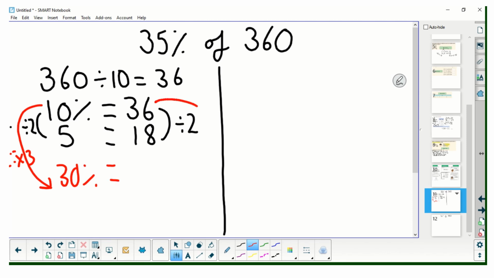So I'm going to do 36 multiplied by 3. Well, I know 3 times 30 is 90, and 3 times 6 is 18. I'm going to add those together. If you need to, you can multiply it separately. So you could have done 36 multiplied by 3.